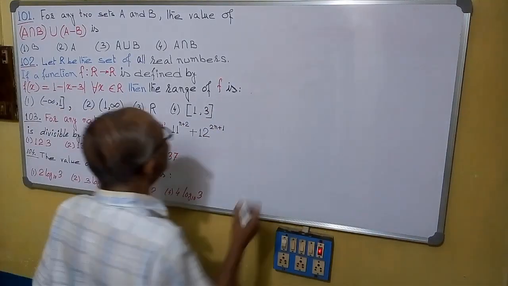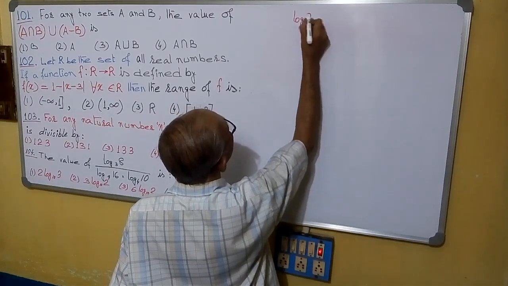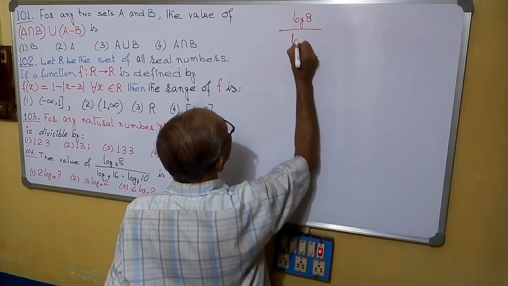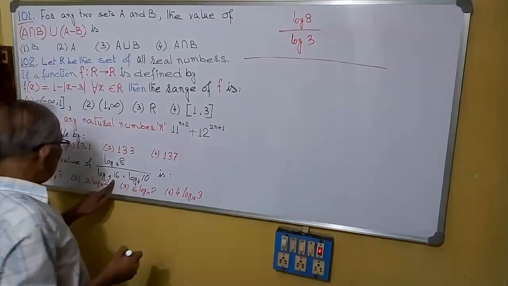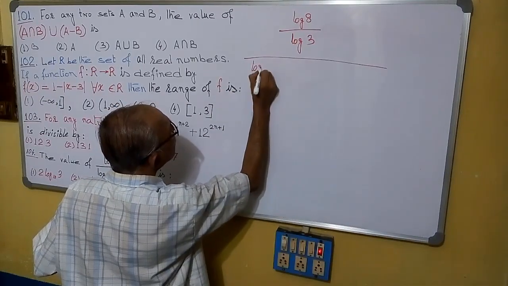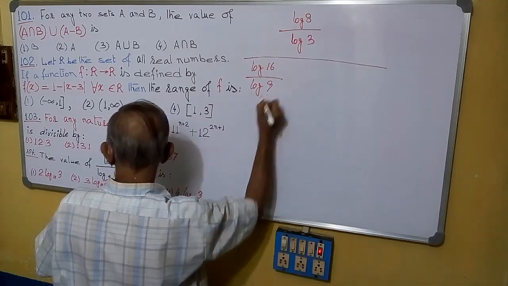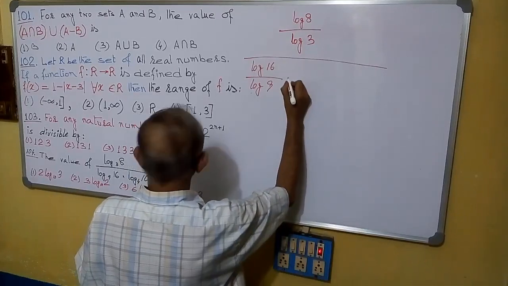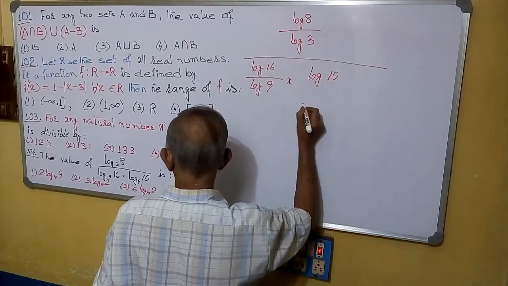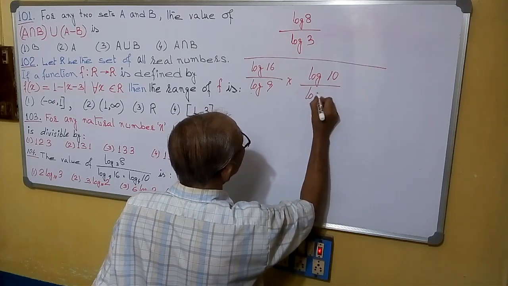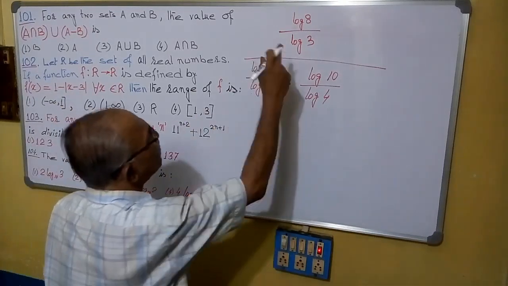This sum we can write this way: log 8 by log 3, into log 16 by log 9, into log 10 by log 4. Everywhere the base should be the same. That we will see afterwards.